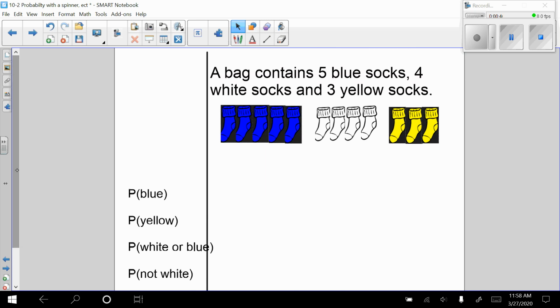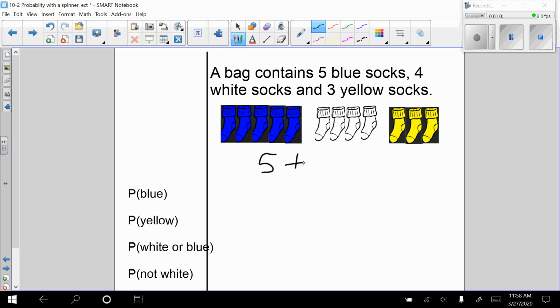So a bag contains 5 blue socks, 4 white socks, and 3 yellow socks. The first thing you want to do with every probability question is figure out what the total number of outcomes there could possibly be. That means the total would be, I'm going to add up 5 plus 4 plus 3. Those are the possibilities that I have. So I have a total of 12 possible outcomes here. That means I have 12 socks. All right, so if I added them all up, you're going to see that there's 12.